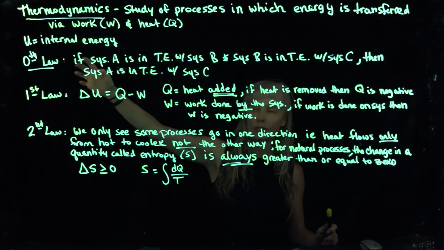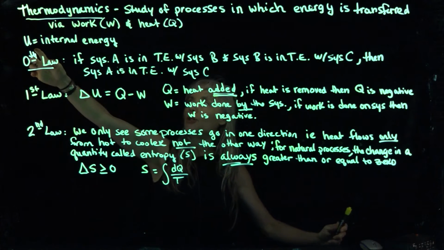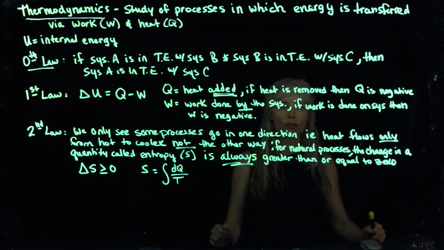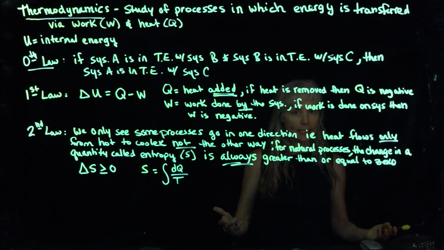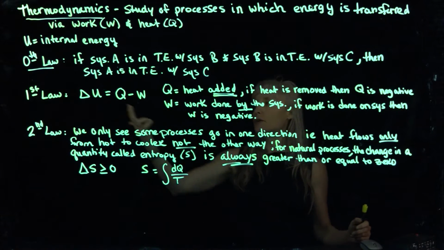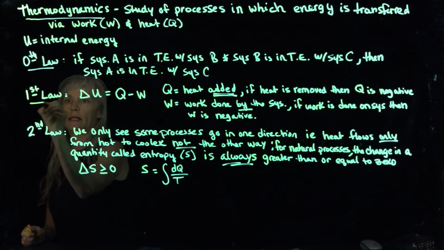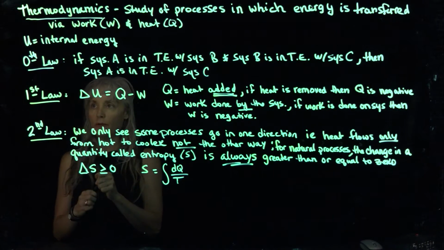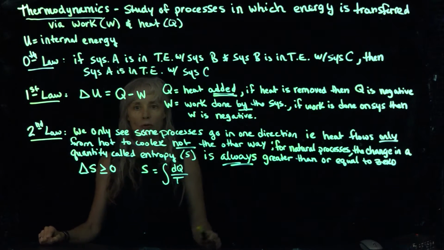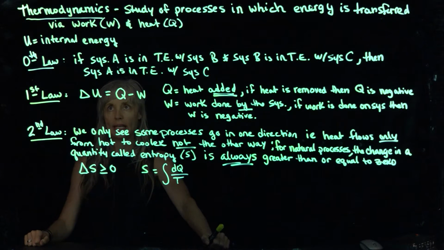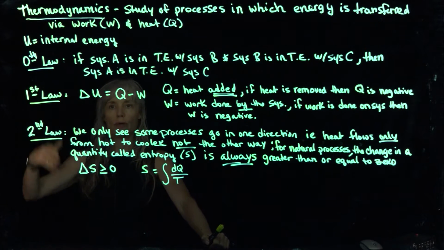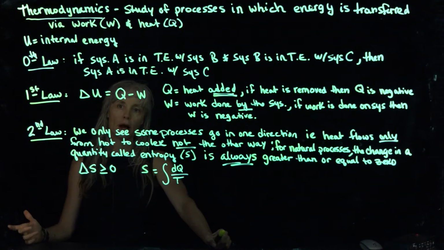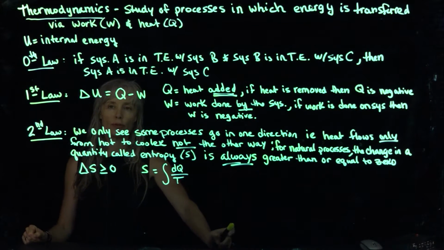Recall from Chapter 13 that U is the symbol that we use to keep track of the internal energy for a system. So the 0th law of thermodynamics is one that we have seen before, and we're going to introduce you now to the other two laws of thermodynamics. There are 3 laws total, and the 0th law I think we got introduced to in Chapter 13.